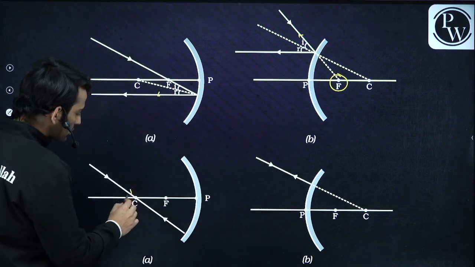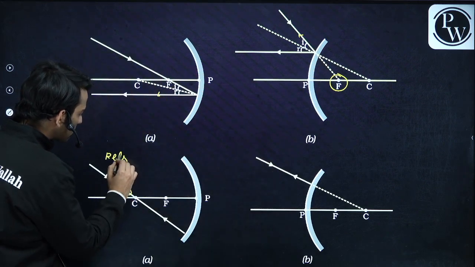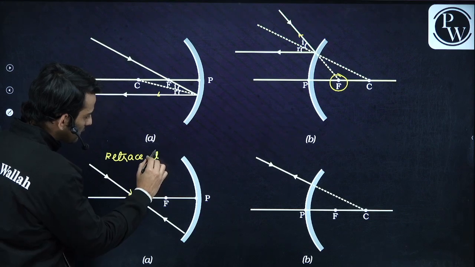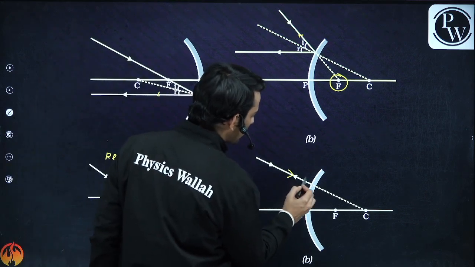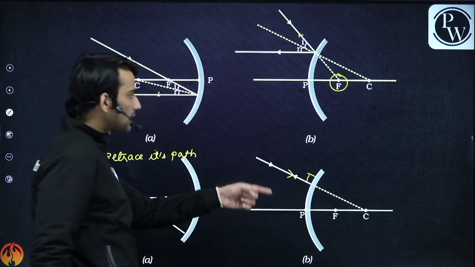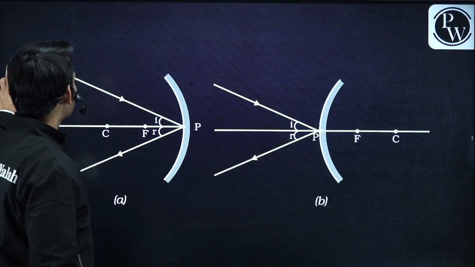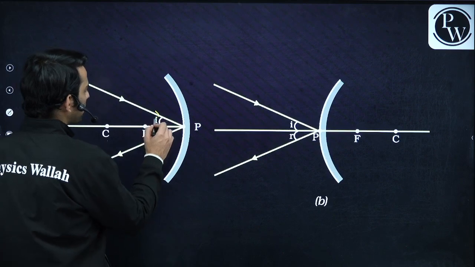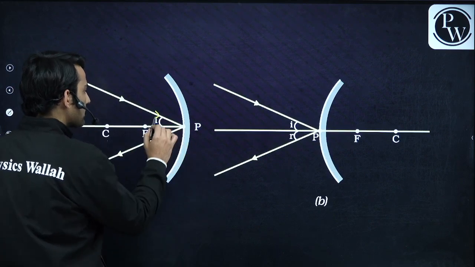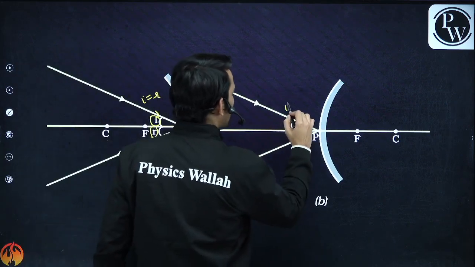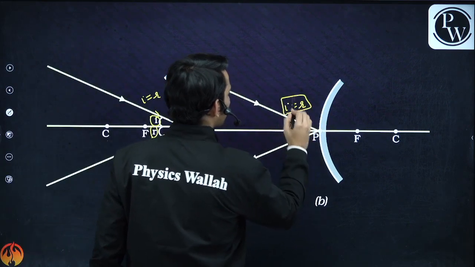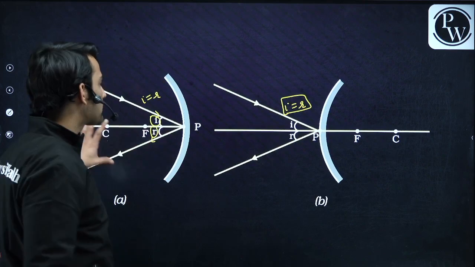Any ray passing through C, this ray retraces its path. Any ray passing through the center of curvature will retrace its path. Same here. Incident normal, because this is normal incidence, the ray has to retrace its path. Next is, any ray incident on the pole is reflected obliquely. I is equal to R. Same here. I is equal to R. Clear? So these are the four rays that you should know.